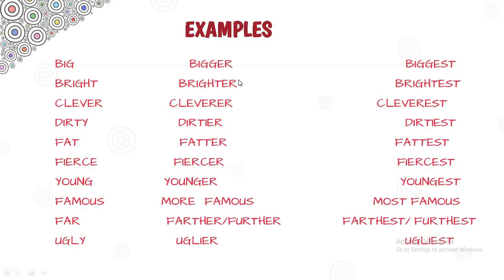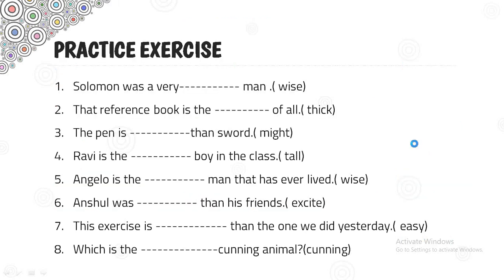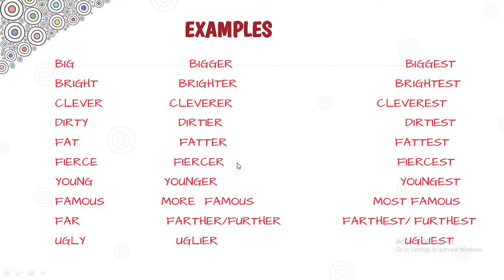Let us go through some examples. Big, bigger, biggest. Bright, brighter, brightest. Clever, cleverer, cleverest. Dirty, dirtier, dirtiest. You could see that there is a change in spelling. We had y, so we added ier to it, and iest to the superlative. Fat, fatter, fattest, doubling the consonant. Then fierce, fiercer, fiercest. Young, younger, youngest.